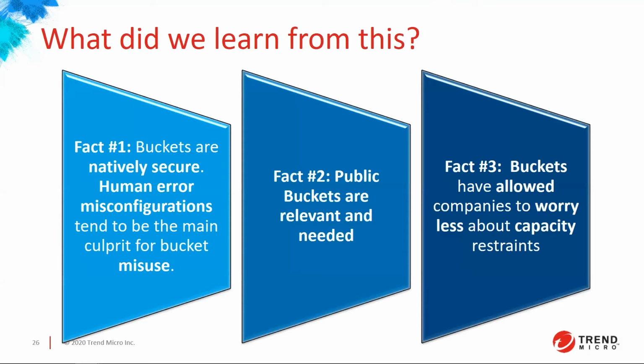Well, like Samir had said, to tie in some of his discussion, we know that buckets are natively secure, right? He mentioned those best practices: public ACLs and a lot of those things are turned on in the best practice configuration by default. A lot of times what we see at Trend Micro is that human error comes in. I go in, I have the access, I have the means, I create a misconfiguration, and that tends to be the culprit of bucket misuse.